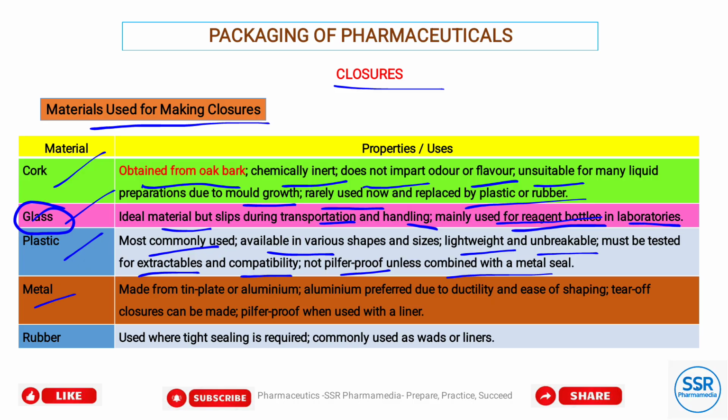So next is metal. Metal is made from tin plate or aluminum. Aluminum is preferred due to its ductility and ease of shaping. Tier closures can be made and are pilfer proof when used with a liner. Next is rubber. It is used where tight sealing is required. Commonly used as a wad or inner liner preparation.